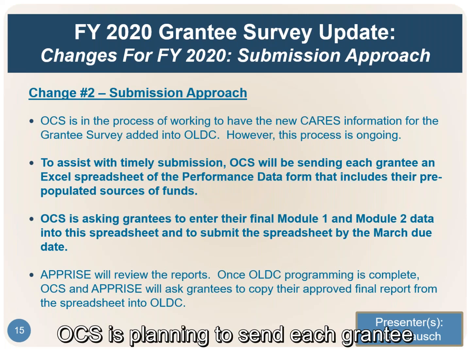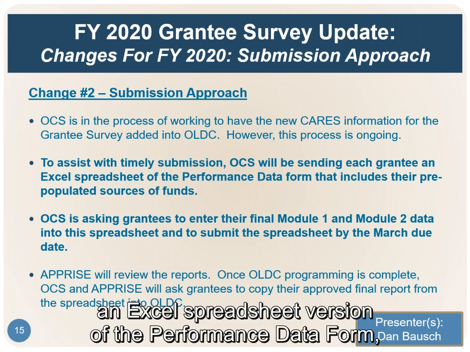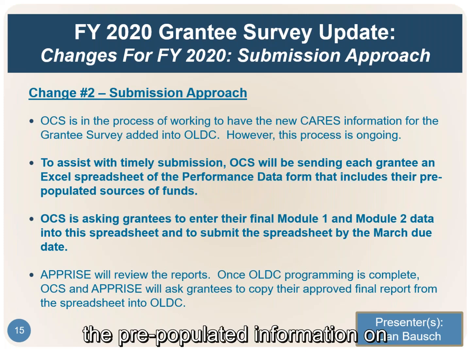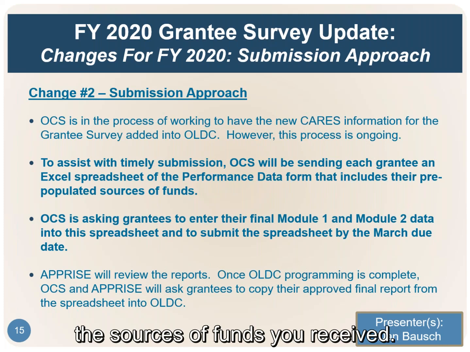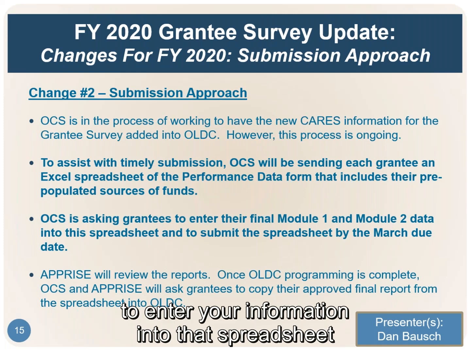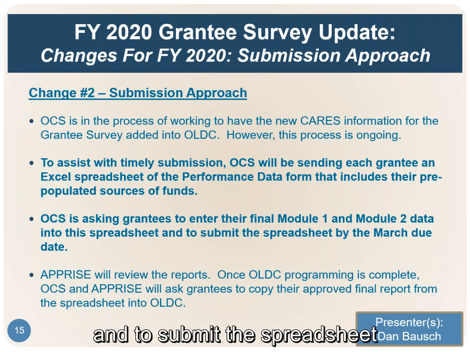And so to assist you with being able to complete your report and have a timely submission, OCS is planning to send each grantee an Excel spreadsheet version of the performance data form. That spreadsheet would include the pre-populated information on the sources of funds you received. They're then going to ask you to enter your information into that spreadsheet and to submit the spreadsheet by the March due date.